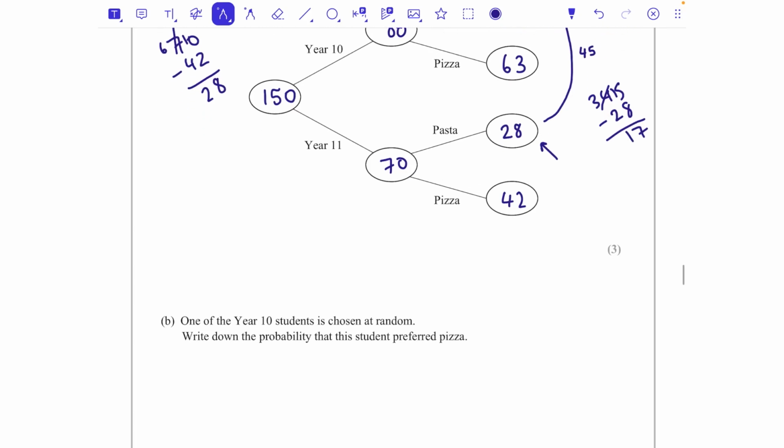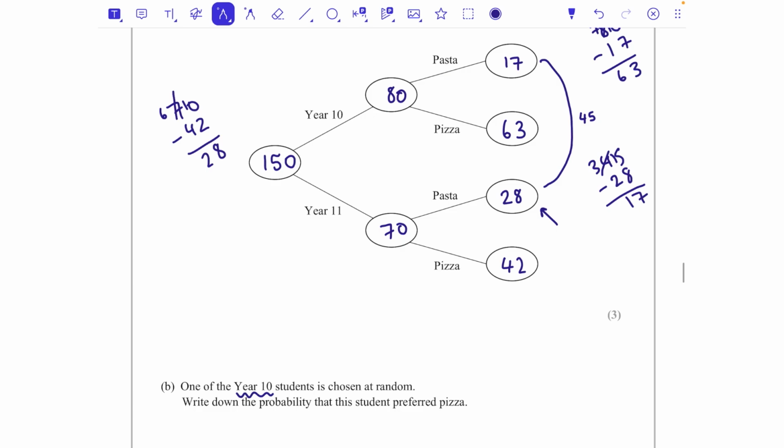One of the year 10 students is chosen at random. Write down the probability that this student preferred pizza. So we're only picking from the year 10 students. If we were picking from everyone, this fraction would be out of 150, but I'm only picking from year 10s, so it's going to be out of 80.